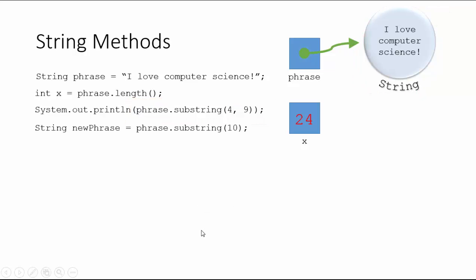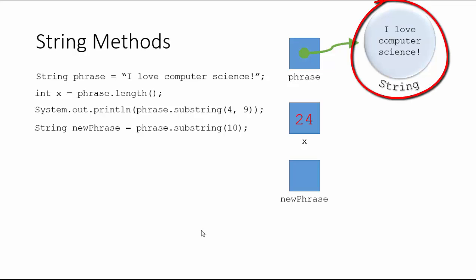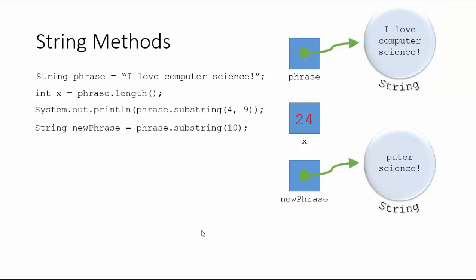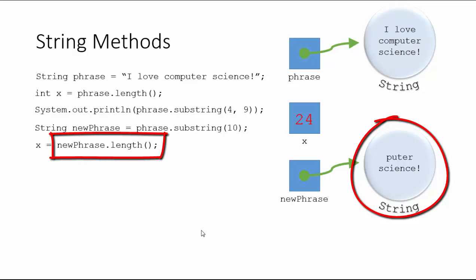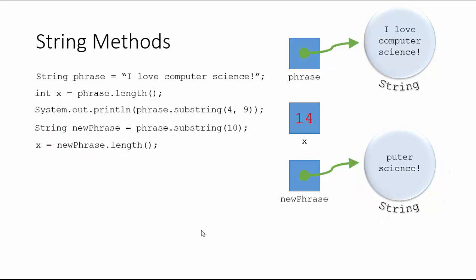The next statement creates a reference variable new phrase of type string. We run the substring method on the phrase string object, which creates a new string with the characters PUTER space science exclamation point. The address to this new object is placed into the reference variable new phrase. Next, we ask new phrase object to run the length method, which returns 14. 14 is then assigned to x. This writes over the value 24, which was there before.